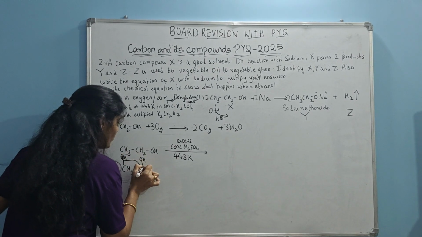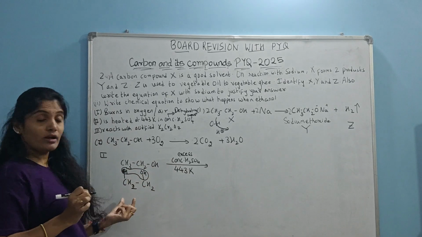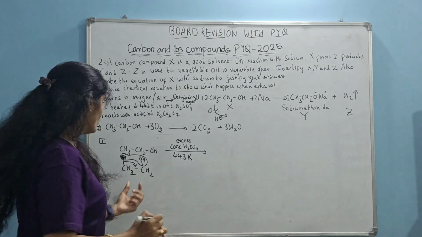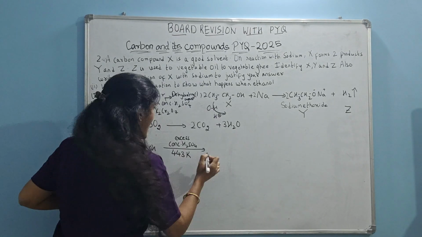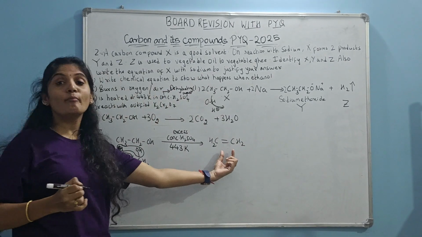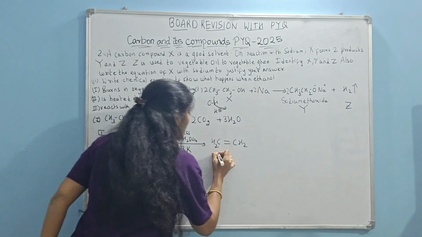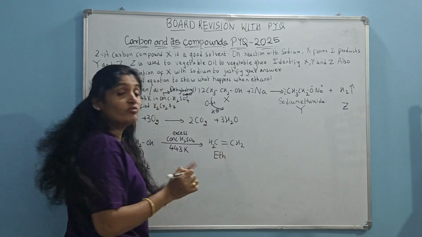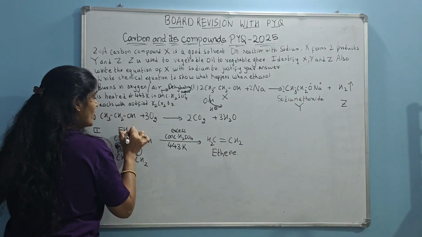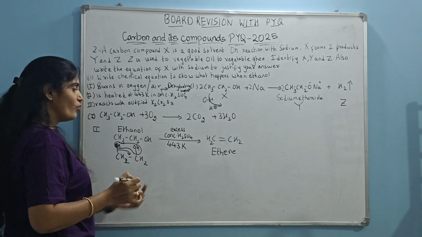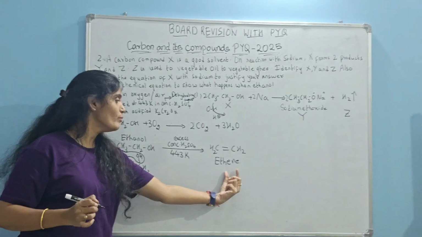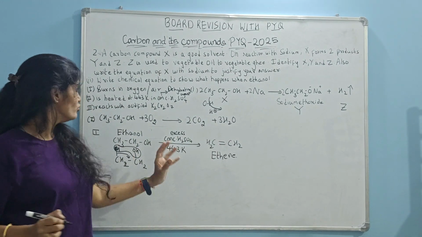Now it usually happens like this. Hydrogen goes from one carbon, OH goes from one carbon. This bond will shift here. So what do I get here when water is removed? I get CH2 double bond CH2. What do I call the compound here? 2 carbons, so it is eth, and I have double bond, so my compound is ethene. So ethanol, when I treat with concentrated H2SO4 at 443 Kelvin, undergoes dehydration, giving me ethene. Clear? So this is the thing.